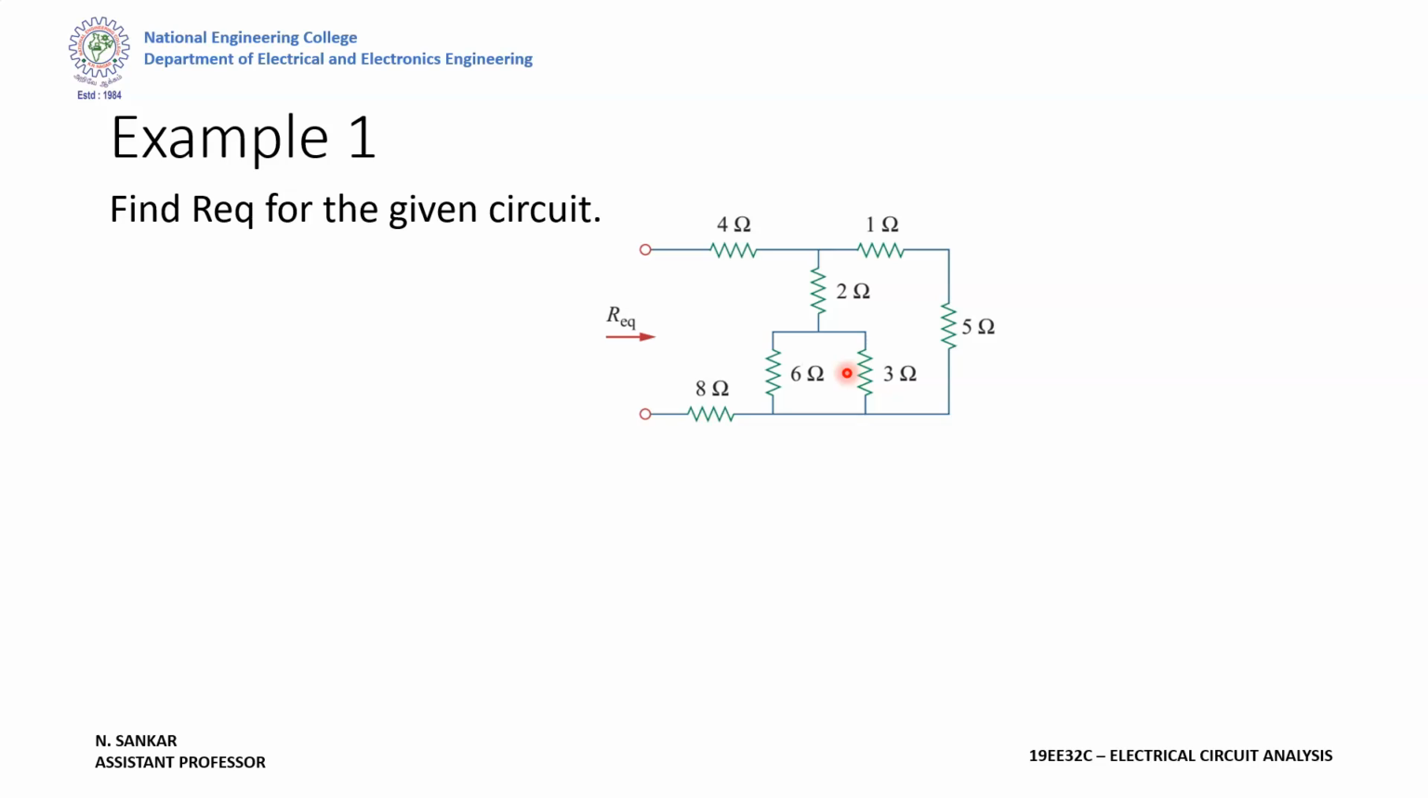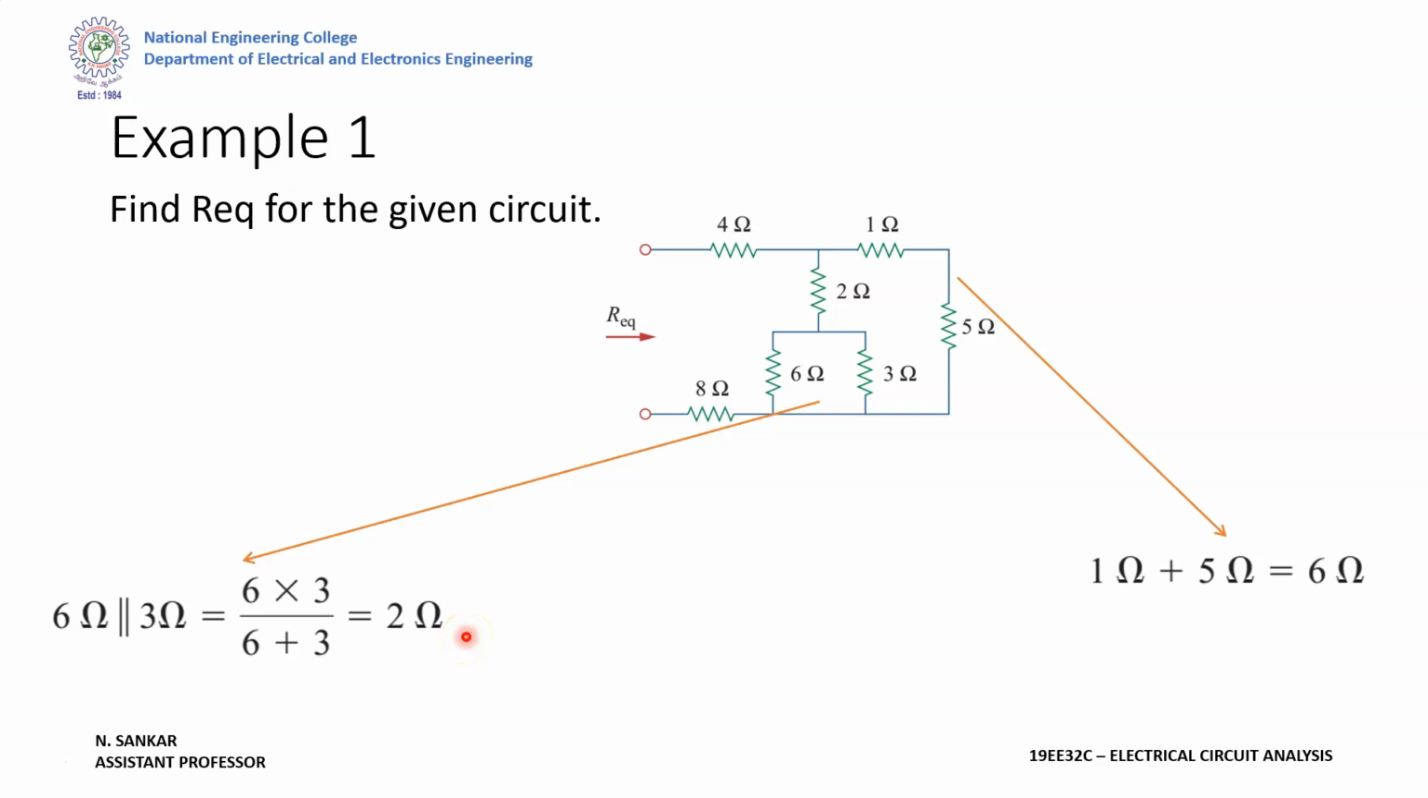Okay, so first one here. 3 ohm and 6 ohm are in parallel. As per the formula, R1 into R2 divided by R1 plus R2, that is 6 into 3 divided by 6 plus 3. That is 18 by 9, which is equal to 2 ohm. Similarly, 1 ohm and 5 ohm, these two are in series, so just add the resistors. That is 1 plus 5, which is equal to 6.